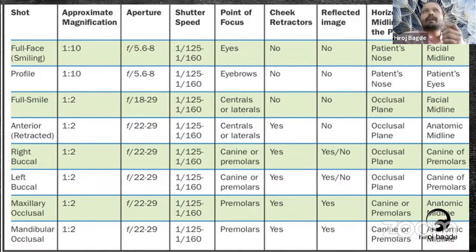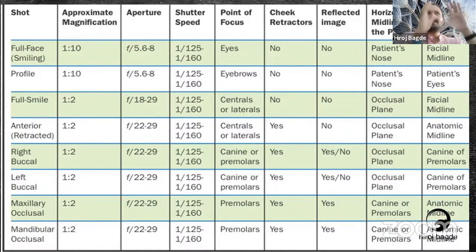So horizontal midline, what does it mean? Horizontal plane, and in that we have to set a midline in the horizontal plane, and in the vertical we have to set a vertical midline. So patient's nose, if I have written on occlusal plane, and if it is written as patient's nose, so patient nose will be in the midline of the horizontal plane, and your profile, whenever you are clicking a profile.